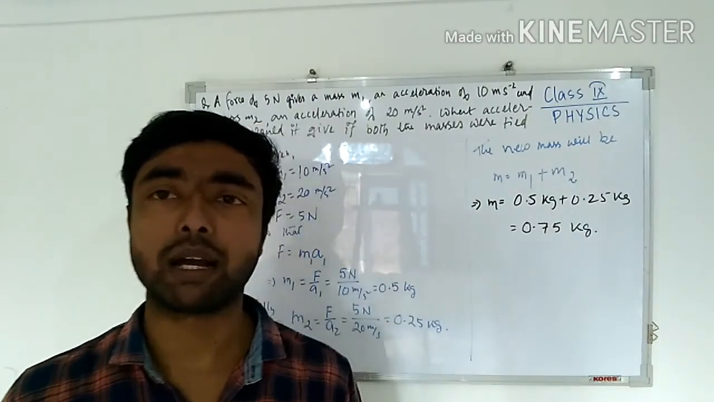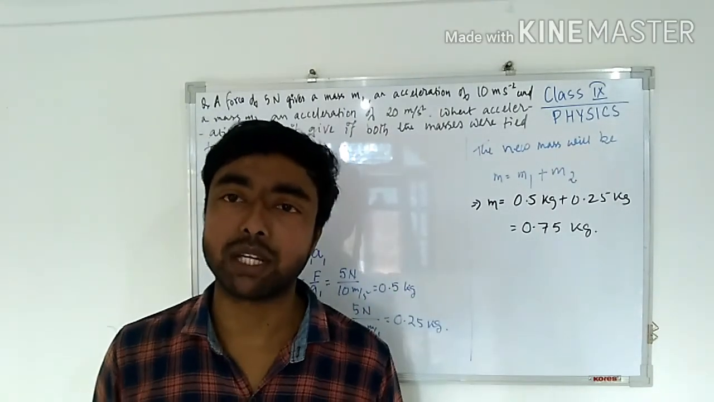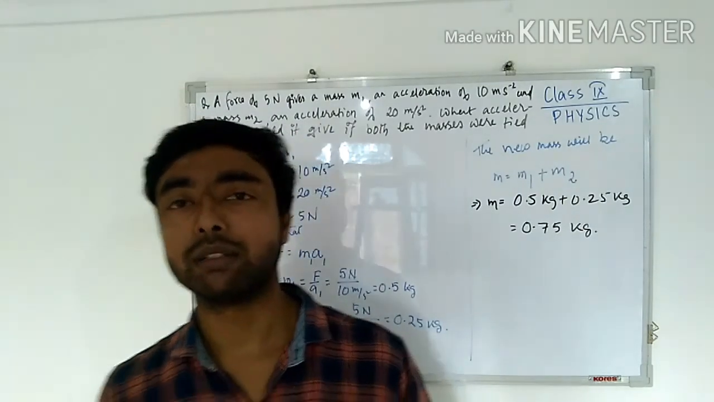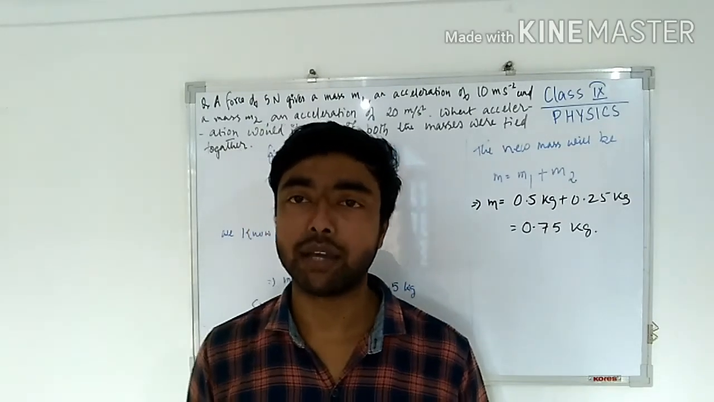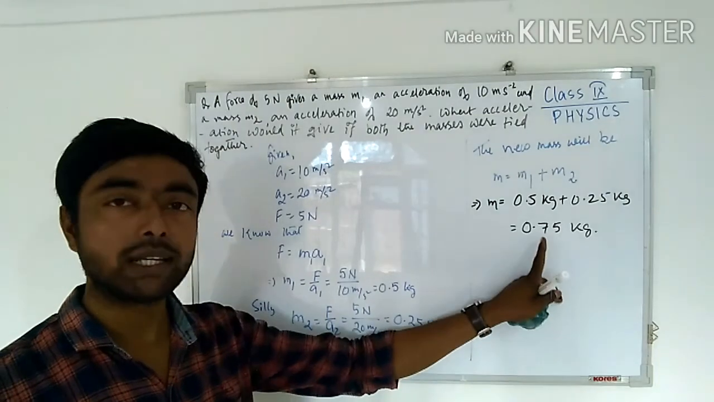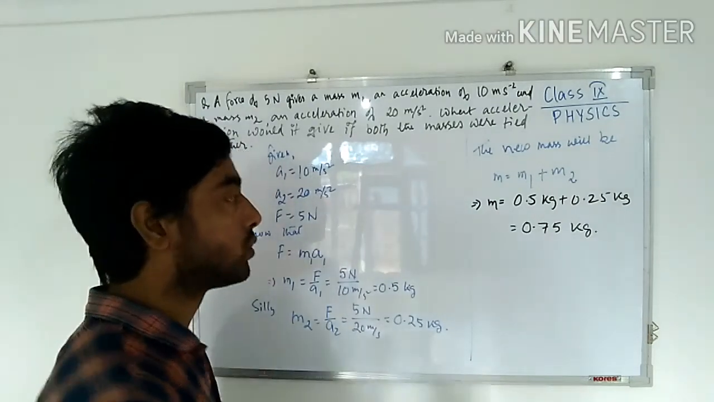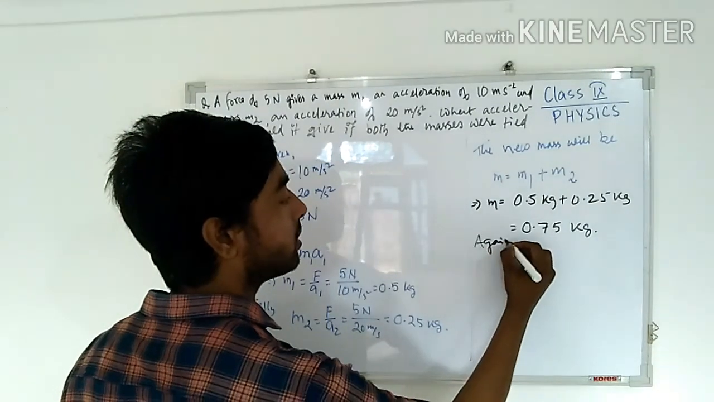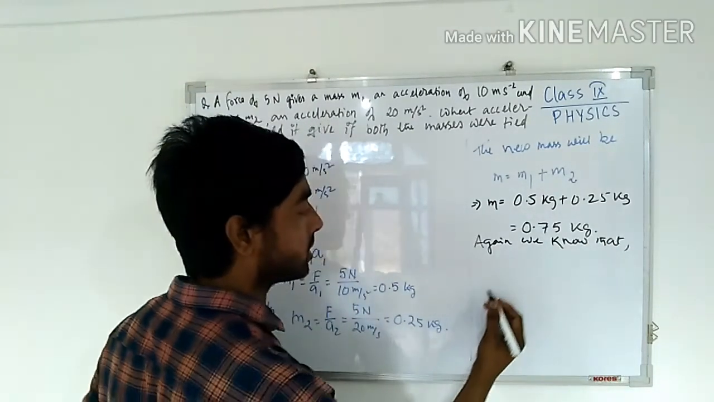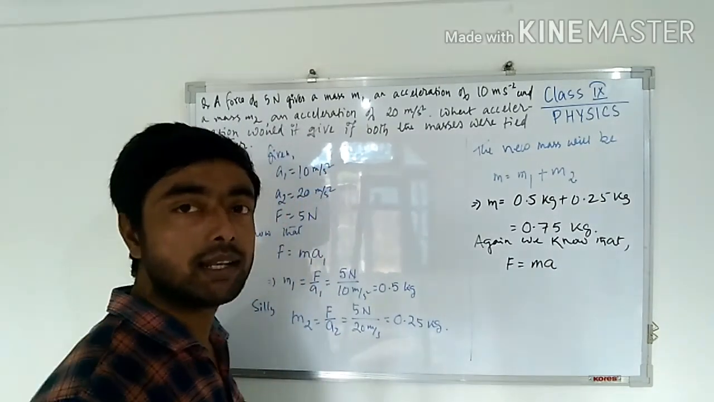पहला दो ऑब्जेक्ट मिलाकर, the first two objects were tied together, so we are getting a new object, and the mass of the new object is how much? 0.75 kilogram. And the question is what? इस mass को ये force 5 Newton कितना acceleration देगा? So again we know that F is equal to MA. अभी हम A से लिख रहे हैं.